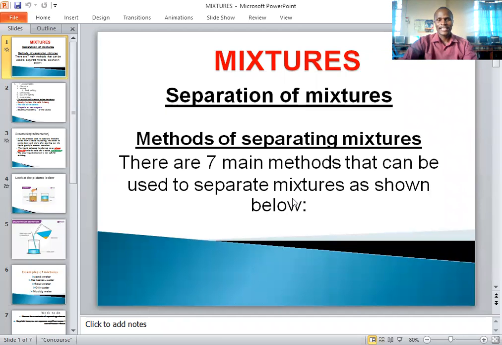Welcome to this science lesson. This is our third lesson, and today, under mixtures, we are going to look at the methods of separating mixtures.